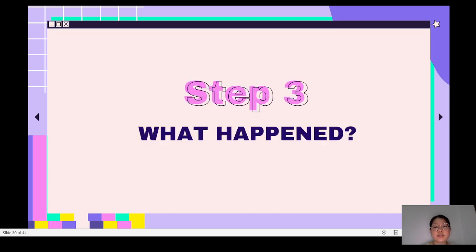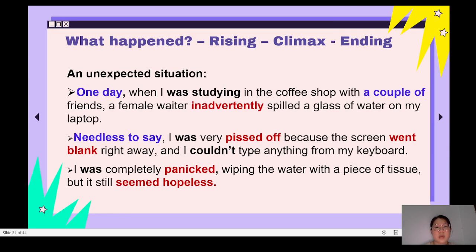Now we move to step 3. What happened? This is the time you should tell your problem, and you should pay attention that every story has three main sections. They are the rising, climax, and the ending point.